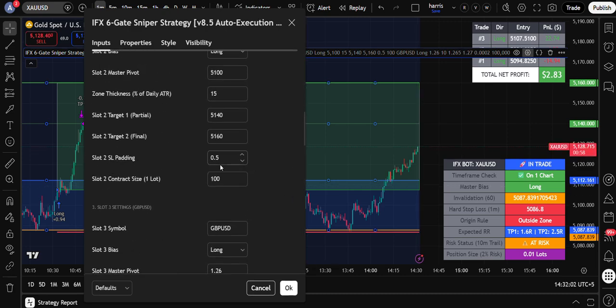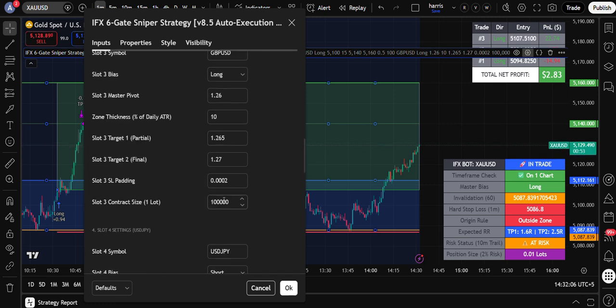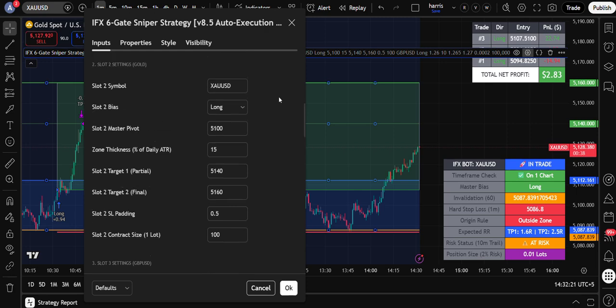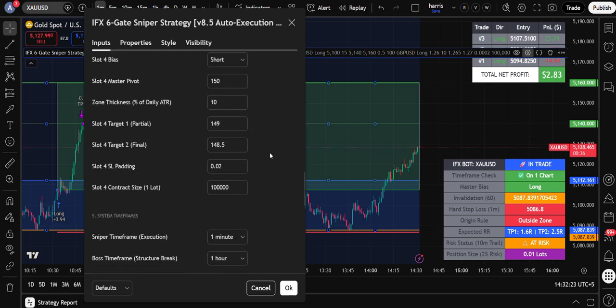So okay, we have the SL padding and the contract size, guys. You don't have to change it because for every major forex pair you have to use the 100K. But for gold we have to use 100, and every other asset, for example, you have oil, you have Bitcoin, they have their own contract size. You can change it according to the asset you're using, and you can change the name here, the ticker here, according to the chart you have.